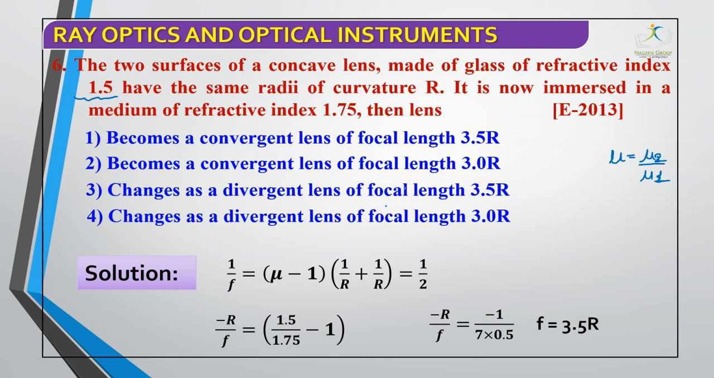From here you can see the focal length comes positive, and when the focal length comes positive, the lens becomes a converging lens, or convergent. The focal length came 3.5 r, so according to that, the first option is the right answer.